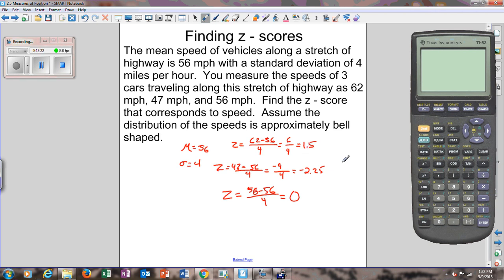And so remember that 95% of our data falls within 2 standard deviations of the mean, right? So this person falls within our normal range of the mean. This person who's driving 47 is 2.25 standard deviations below the mean, which means that they're going to be falling in the bottom 2.5%. And then this person is driving exactly what our mean is, so there's 0 standard deviations in the mean. They are right in the middle of that bell curve.